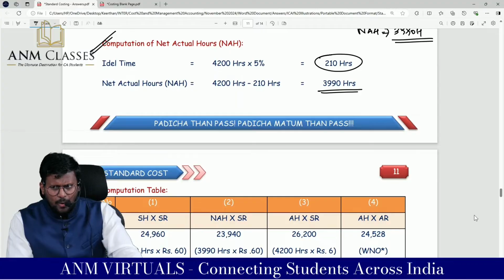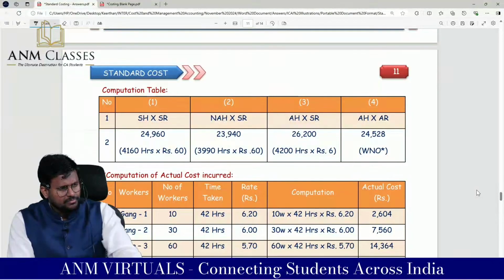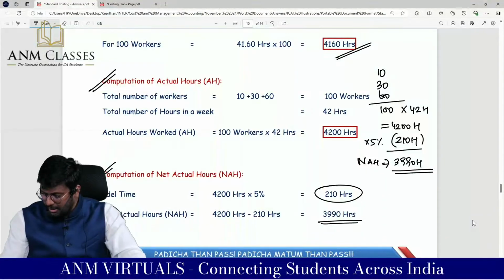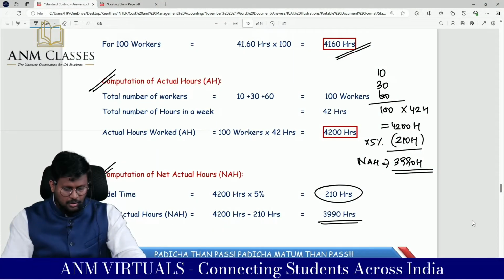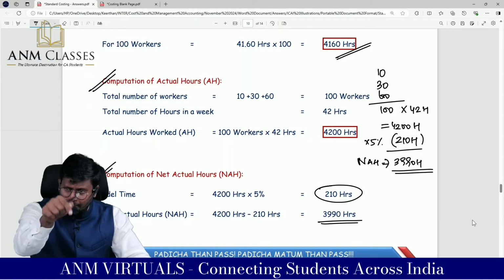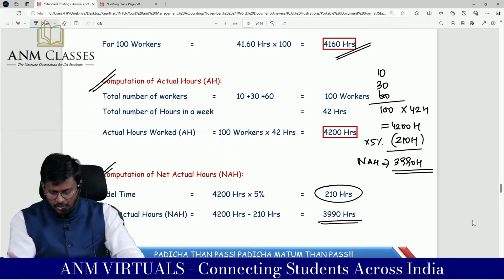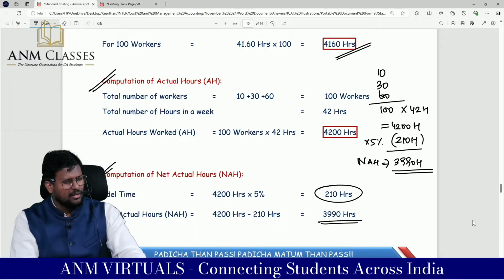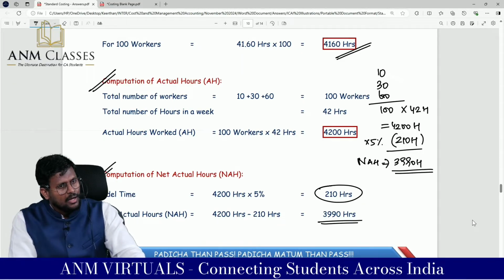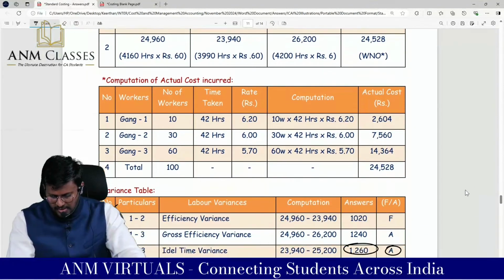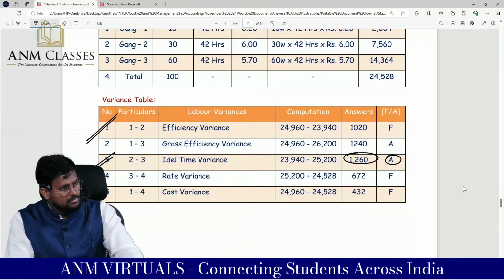Sir, the next one. 1 minus 3. What is 1 minus 3? Gross efficiency variance. அப்ப இங்க கணக்கு நமக்கு என்ன சொல்லுதுன்னா எத்தனை மணி நேரத்துல முடிக்க வேண்டியது? 4160 hours முடிக்க வேண்டியது including labor idle time. எவ்வளவு முடிச்ச? 4000. That means extra எவ்வளவு hours எடுத்திருக்க? 40 hours எடுத்திருக்க. ரைட்டா? Into what is the standard rate? 6. 40 into 6, so 240 is another adverse.